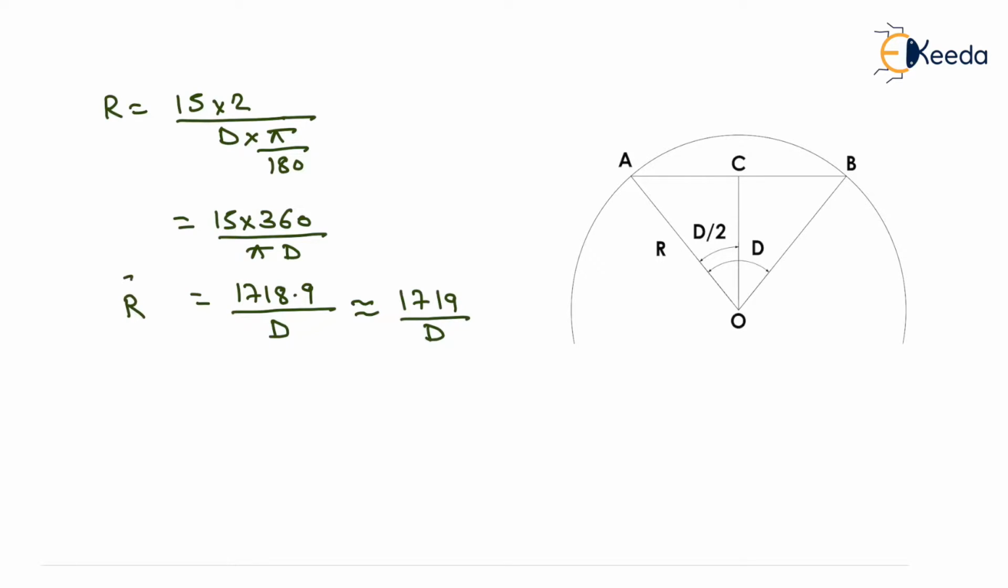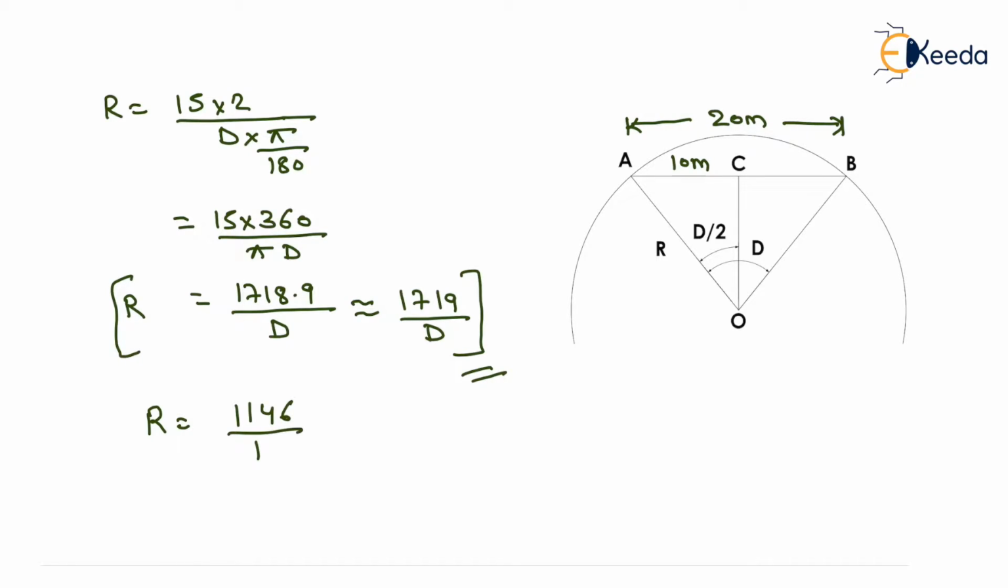From this, 1719 comes. Now if the unit chord is of 20 meter length, then the value of AC becomes 10 meter, and if the value of AC becomes 10 meter, then the value of R will be equal to 1146 upon capital D. That will be the value of the radius of the curve, which will be equal to 1146 upon capital D.